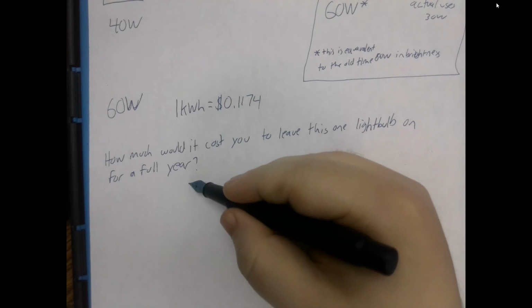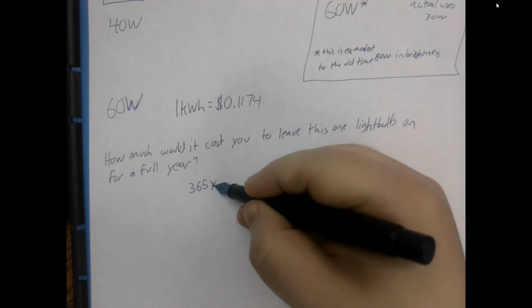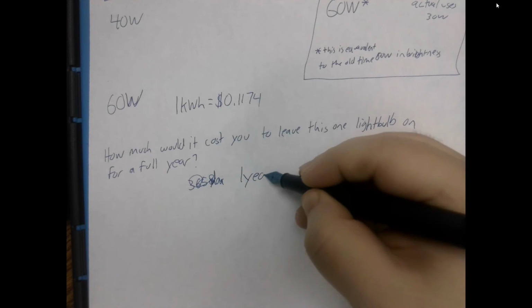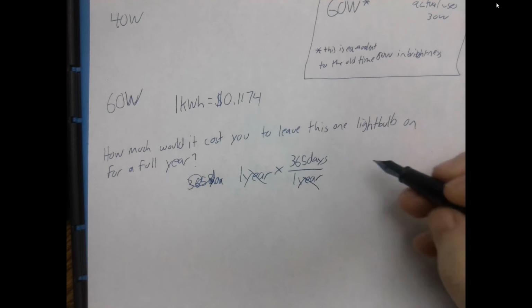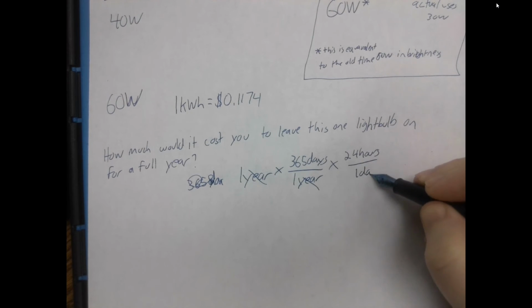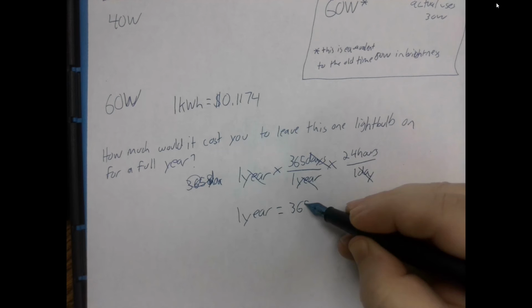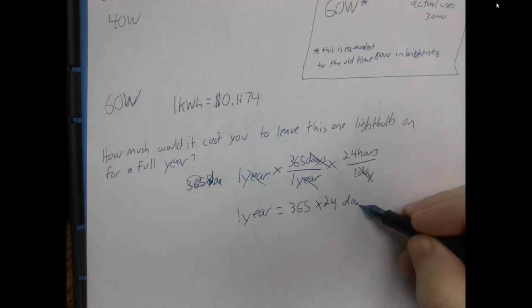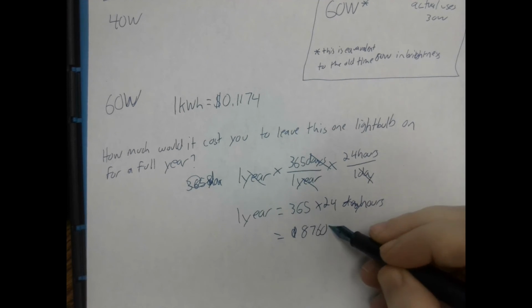Well, how many days are in a year? 365. We're not including a leap year. So let's do 1 year, and we're going to multiply it by 365 days per 1 year. Years cancel out. How many hours are in a day? So 24 hours in 1 day. So a day and days cancel out. So 1 year is equal to 365 times 24 days times hours. So that's 8,760 hours.